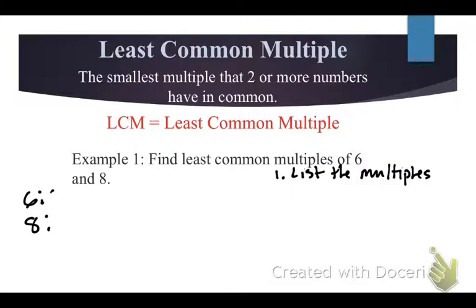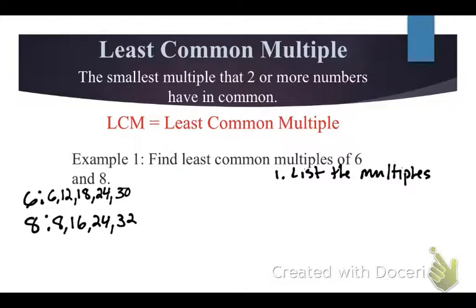So the first multiple is 6, because 6 times 1 is 6. Then it's 12, because 6 times 2 is 12. Then 6 times 3 is 18. All we're doing is counting by 6s: 6, 12, 18, 24, 30. Now, I do 5 or 6, and then I stop and see if I can find a common one. Next one is 8: 8, 16, 24, and 32. And I'm going to stop because both are around 30.